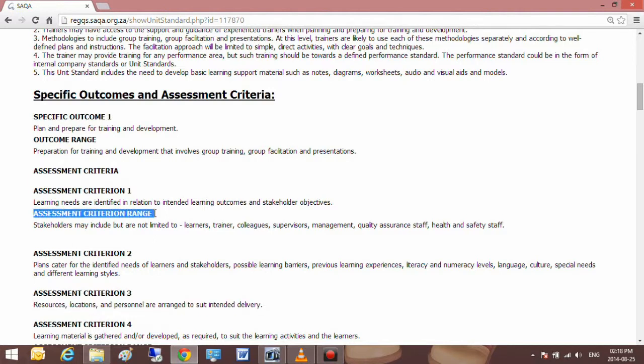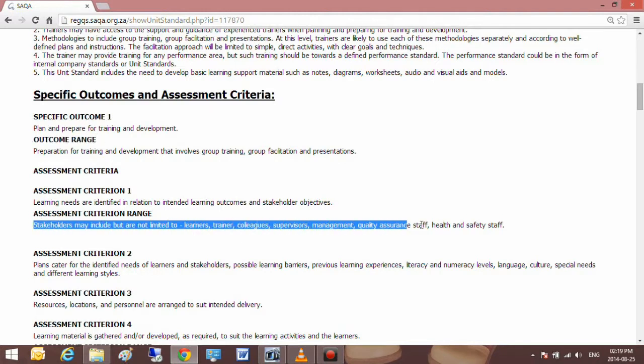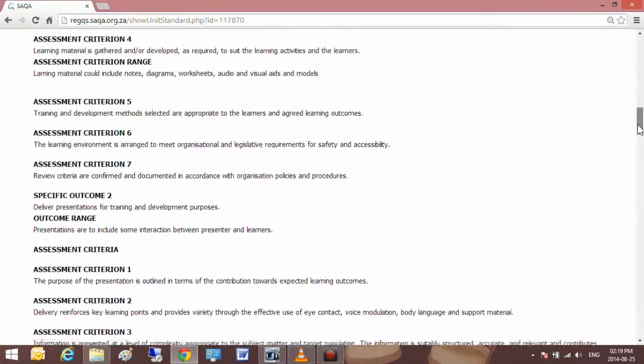Point 10. Range statements. Not all specific outcomes or assessment criteria require range statements, so you will find that some unit standards don't have range statements. The range statements relate directly to specific outcomes, assessment criteria, or even the standard. In other words, once you have completed this program, you will be able to do what?